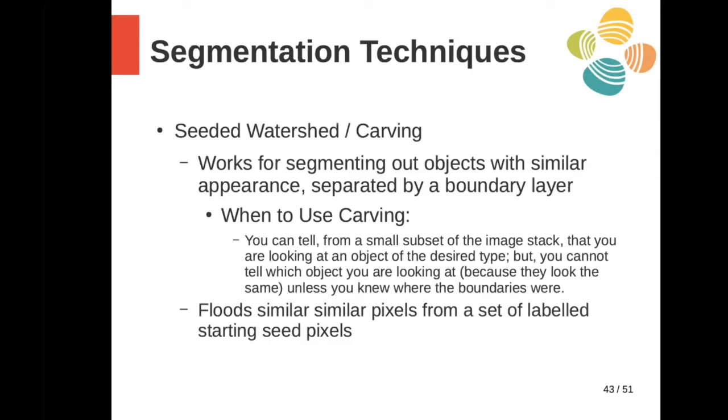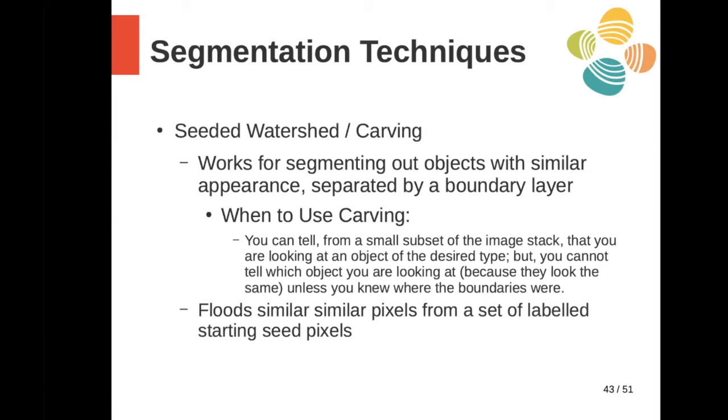Another technique is seeded watershed or carving. You would want to use this in the case where you have multiple objects that all look the same, but they are different, and you can tell where the boundary is. An example might be an image stack of brain cells and neurons. A brain sample is made from lots of neurons all packed together. They're individual neurons, and if I showed you two small spots somewhere in this image stack and asked, do these belong to the same neuron or not, you probably couldn't tell, because a cell looks the same inside as any other cell. But if I started going from one spot in one cell and traveling along to another point in another cell, I would end up at the boundary layer between them, the outside of the cell, or whatever is between the cells. As soon as I hit that boundary, I know I've possibly crossed into a different cell. Therefore, I'm going to say these are different.